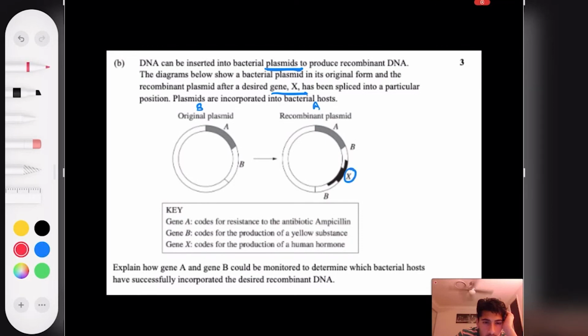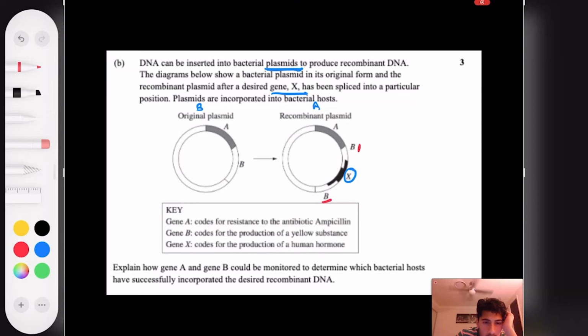Now, what's interesting that I note is that gene X has been spliced in and it's actually split apart gene B. Do you all see that? They wouldn't have done that for no reason, right? They could have just put gene X here. They didn't have to put it right between B. So my first question is, how's it going to change things? It could affect the production of the yellow substance. So my guess would be the bacteria that doesn't have the recombinant plasmid would produce yellow substances as normal, but the bacteria that have been gene spliced wouldn't produce it.